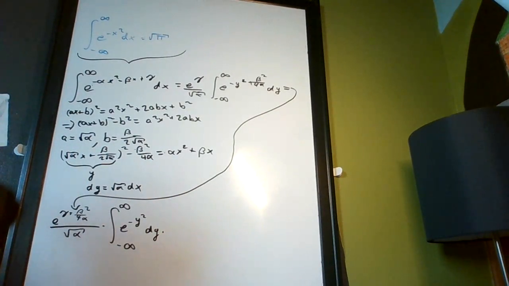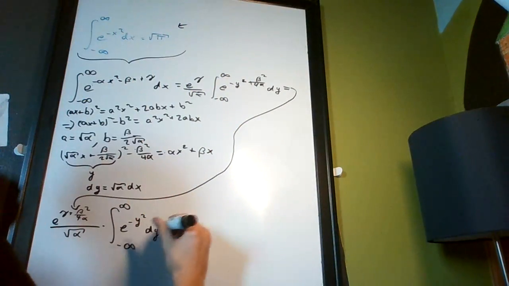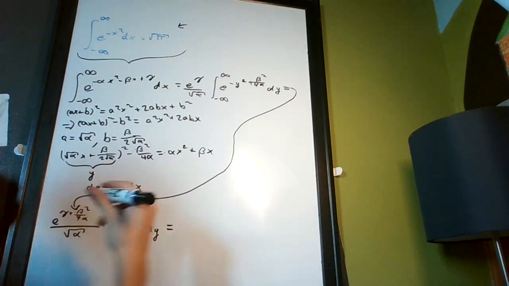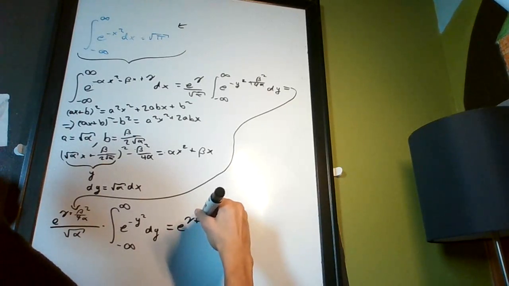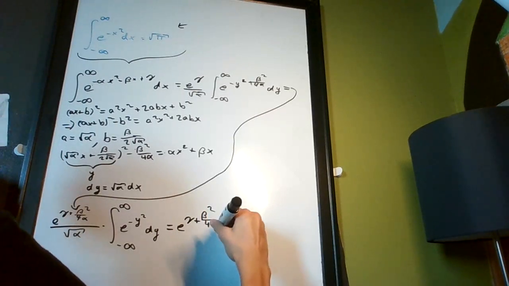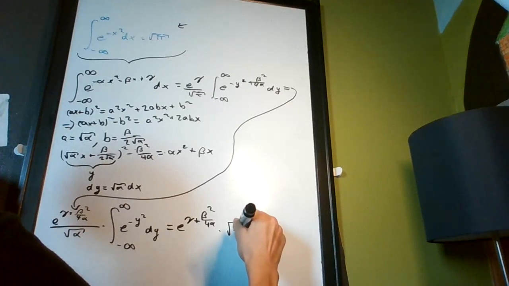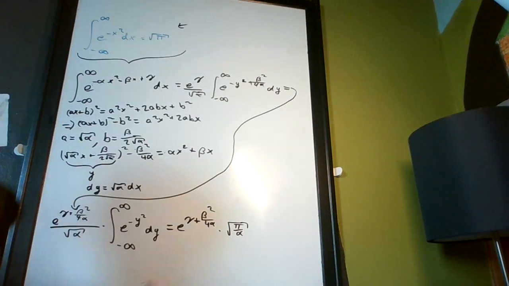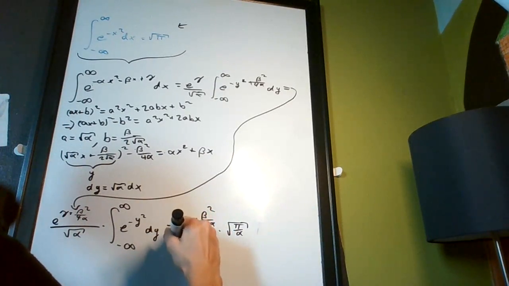And as we've already seen right here, this is going to be e to the gamma plus beta squared on 4 alpha times square root of pi divided by alpha, by combining those two square roots. No plus c's, and we're done.